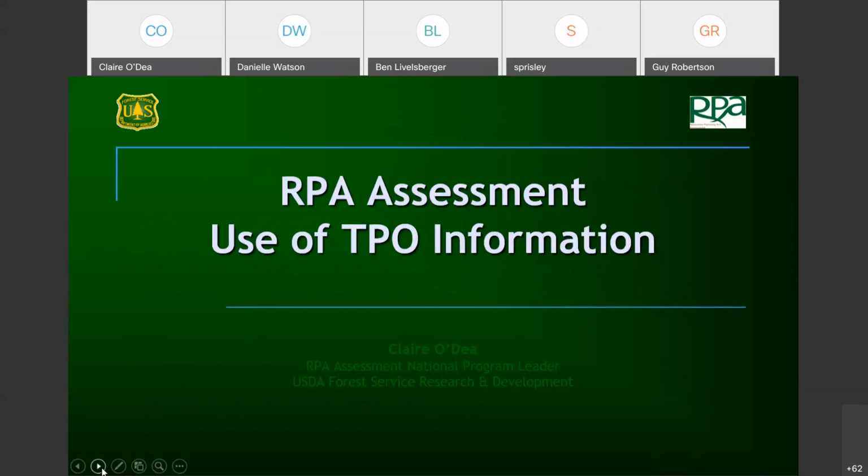You really highlighted the big picture as well as some of the critical issues that we're facing. I'm going to do a quick deeper dive on the RPA assessment, which uses and reports out on TPO information in a variety of ways.